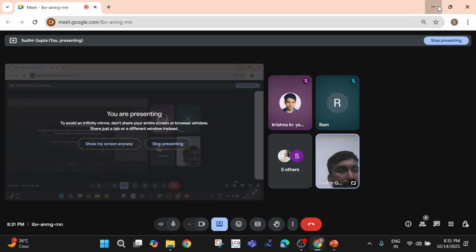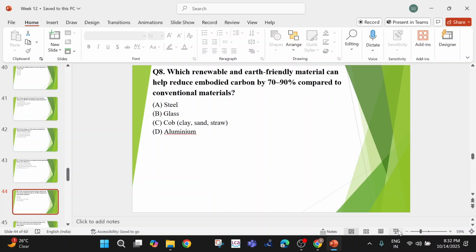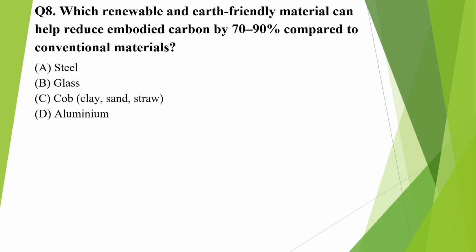But the good thing is that all of you are correct, and all of you have understood the concept, that is the C, cob, or the clay, sand, straw. These are the environment friendly, naturally, locally available or renewable materials that can help us to reduce the embodied carbon compared to the conventional materials. That is the correct answer, option C. Let us move to the ninth question.